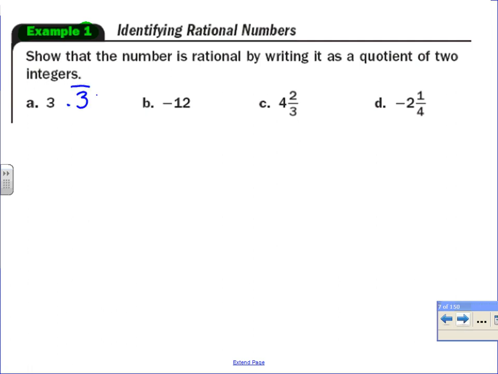0.3 bar is 1/3, not 3. So no, because you're changing the value of it. How can you write 3 as a quotient of two numbers? We did this in the warm-up. Okay, Alyssa? Good, 3/1. What else? What's another one? Adam? Good, 6/2. So anything that still is 3, but you're writing it as a quotient of two integers.